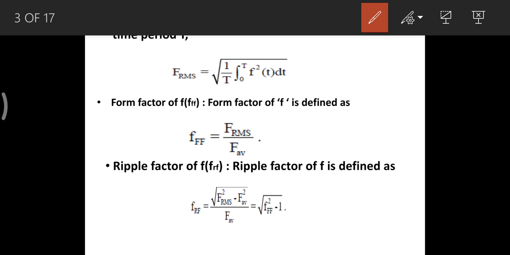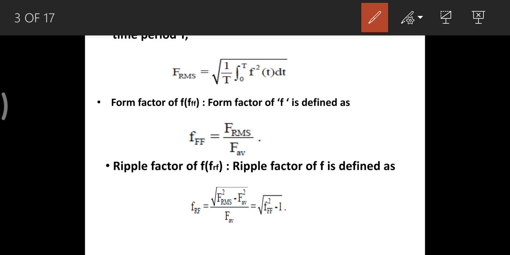Next, ripple factor. The ripple factor indicates how much ripple content is present in the output we get from rectifiers. Suppose we are getting output from the rectifiers. In that output there are some ripples. So here the ripple factor indicates how much ripple quantity is present in the output of the given circuit. Okay, this is called the ripple factor.